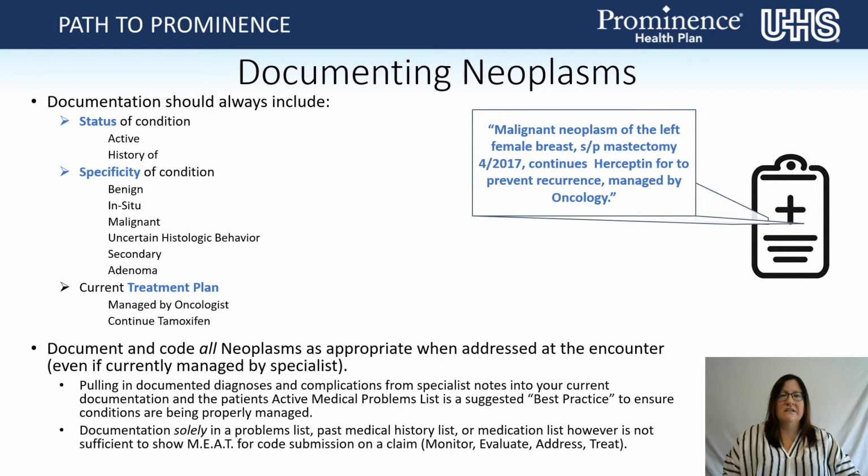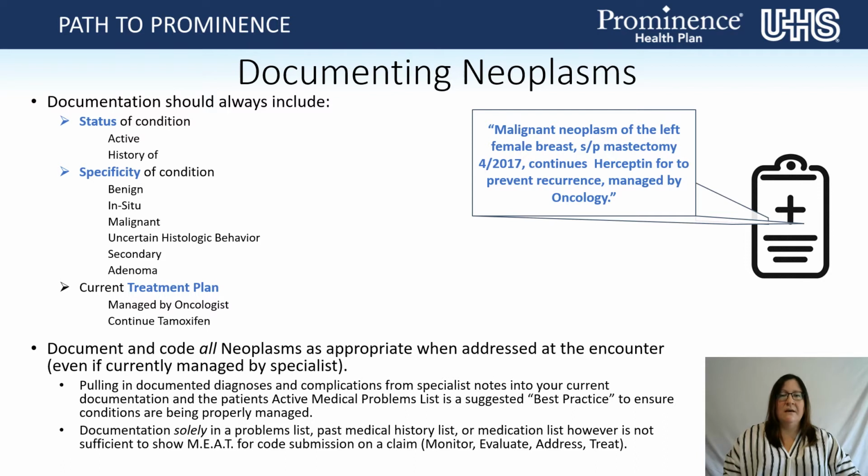So the status of the condition would be terms such as active or history of. Specificity of the condition would be terms such as benign, malignant, secondary. And then the current treatment plan for the condition would be managed by an oncologist or continue your current treatment. Document and code all neoplasms as appropriate when addressed at the encounter, even if they're currently managed by a specialist.